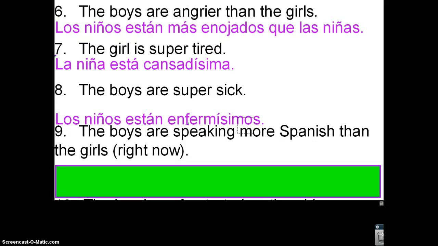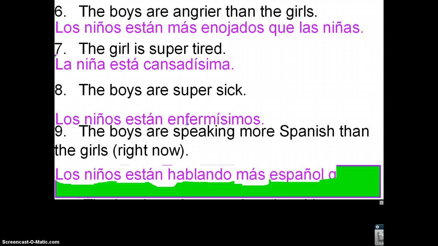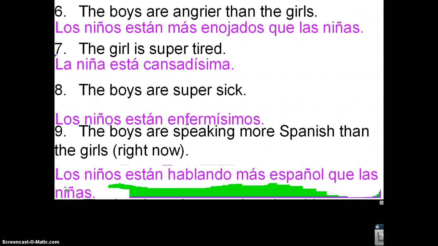Number 9, the boys are speaking more Spanish than the girls right now. So again, we're saying what someone is doing right now. Los niños están. Hablar, I'm going to take off the -ar and add -ando. More Spanish than. Más español que the girls. Las niñas. And remember that usually in Spanish we don't capitalize languages.